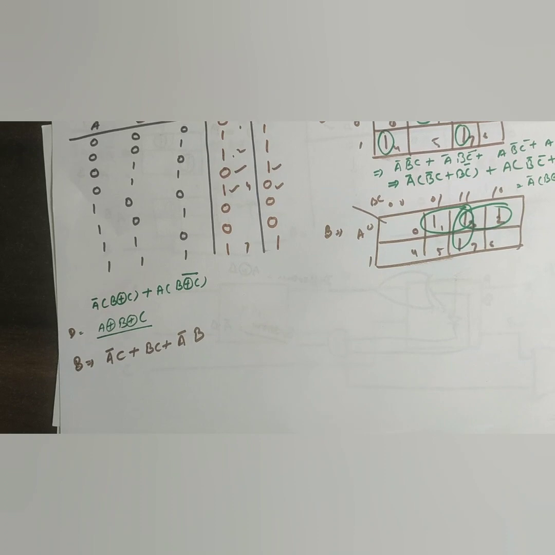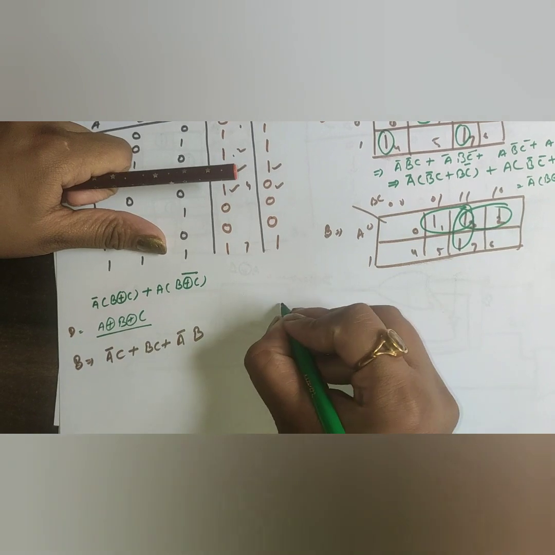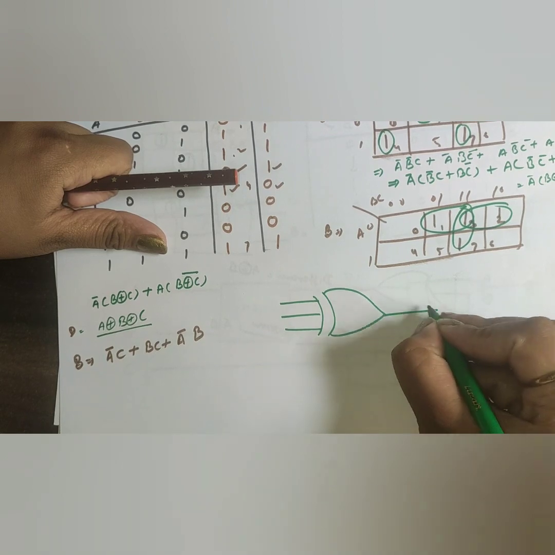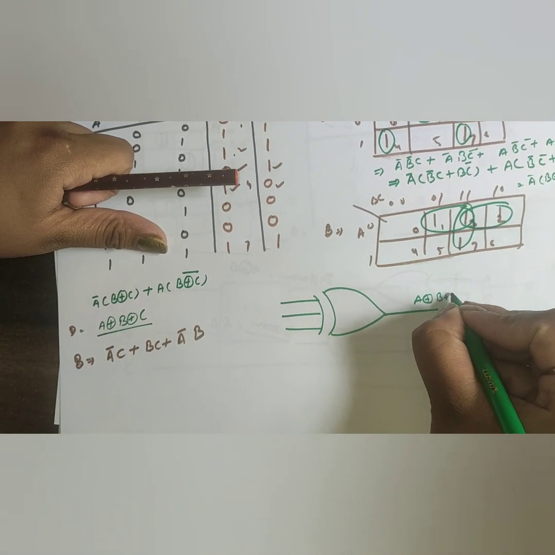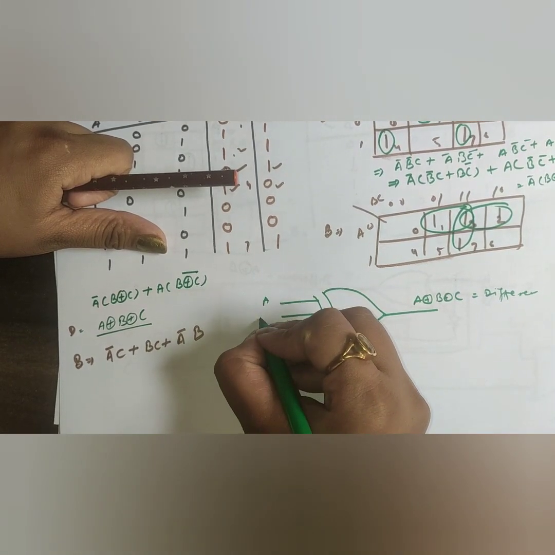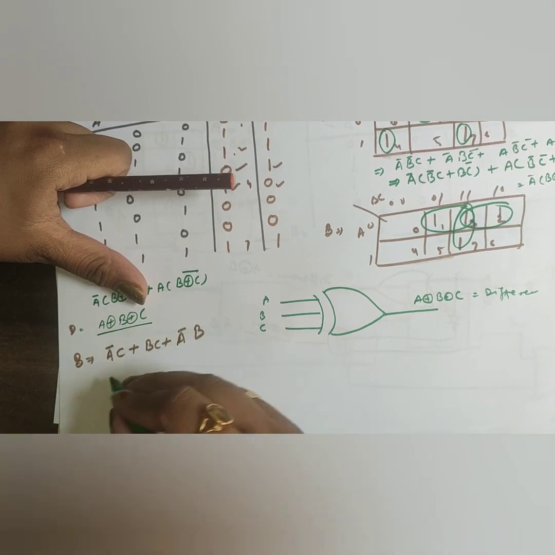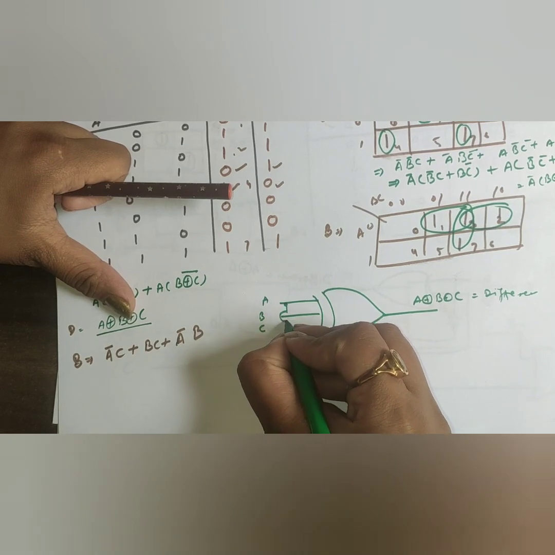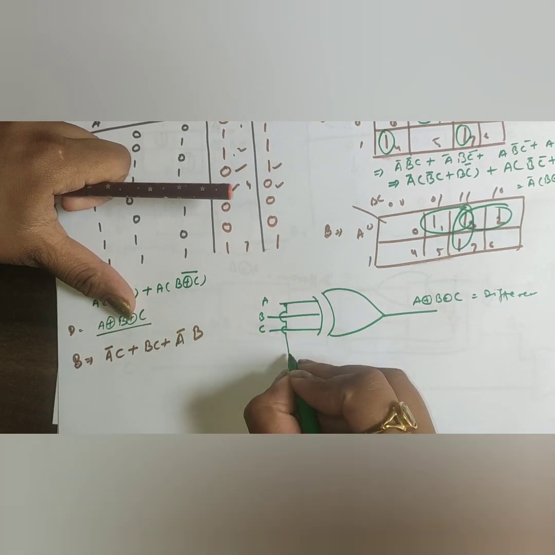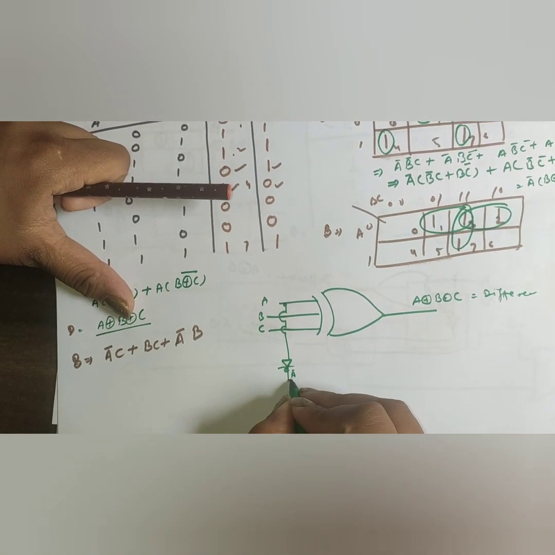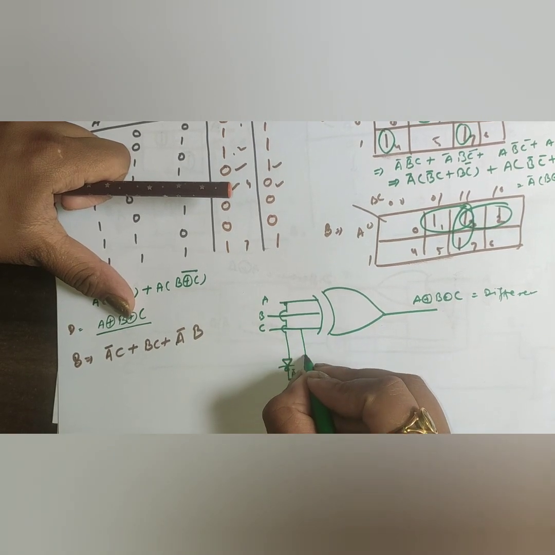So here you can make a circuit diagram: a 3-input XOR of A, B, C gives your difference. Now for borrow, A goes through a NOT gate to give A bar, so A bar and C go through an AND gate.